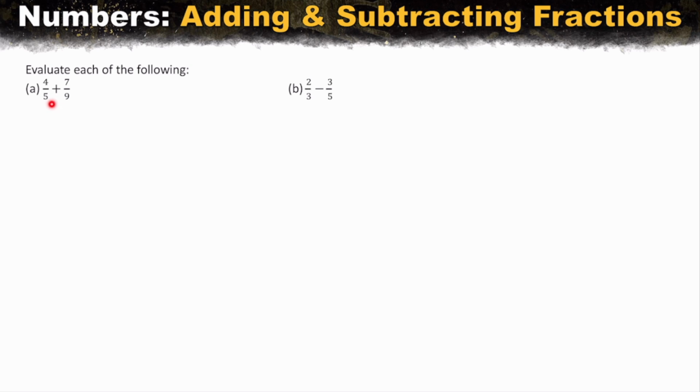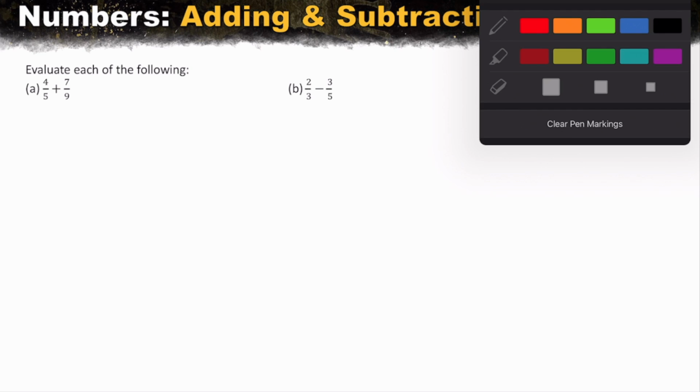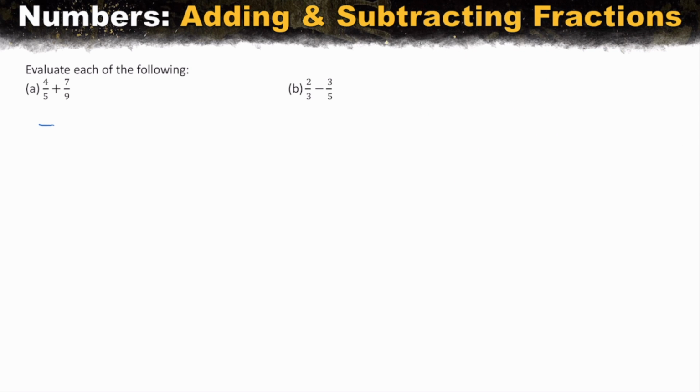But these two clearly don't have a common denominator, so I've got to go, well, what is the lowest number that 5 and 9 both divide into? In this case, we know they both divide into 45. So we've got to represent 4/5 with a denominator of 45. And we've got to do the same with our 7/9.